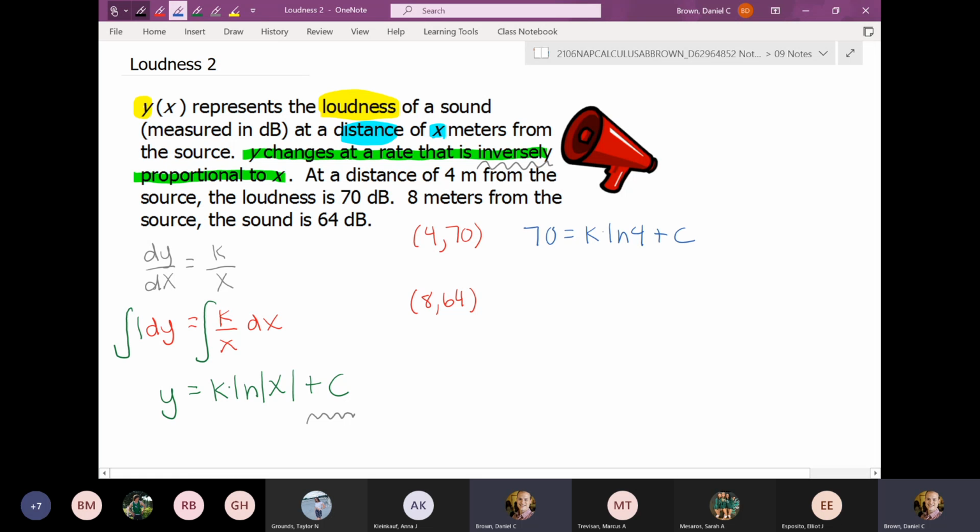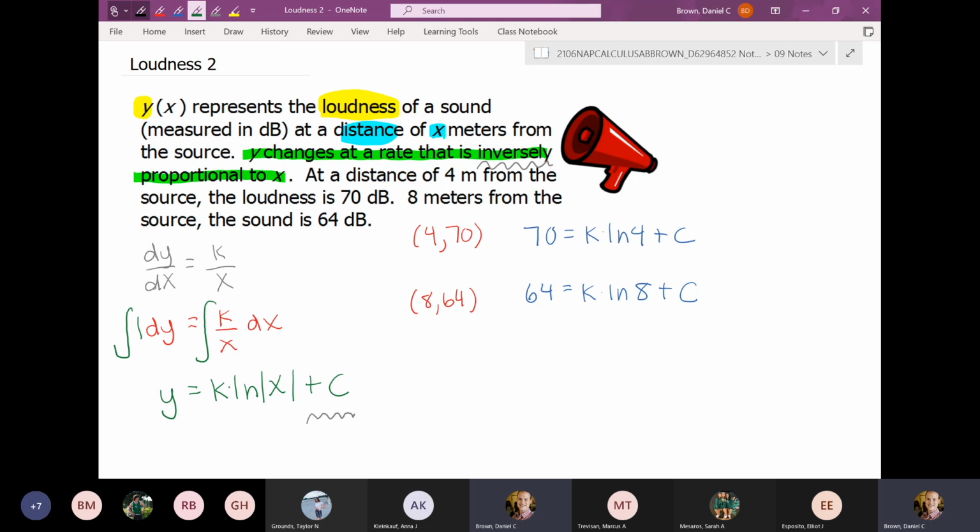Unfortunately, like the one yesterday, we had an initial condition at 0, so things canceled out. Nothing's canceling out right here. Same thing for the other one. 64 is equal to k times the natural log of 8 plus c. Looking at this, nothing canceled. We still have 2 unknowns, and we have 2 variables.